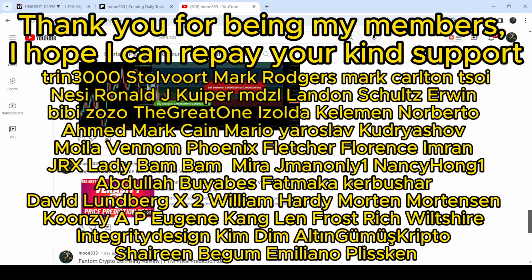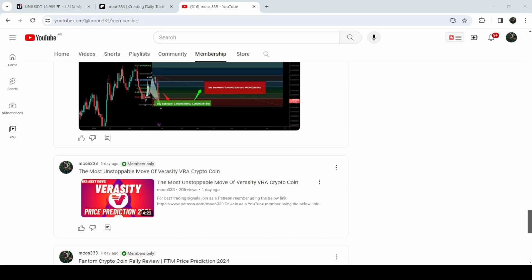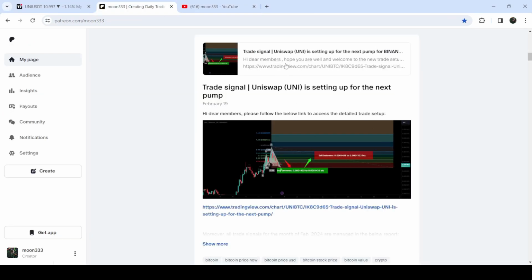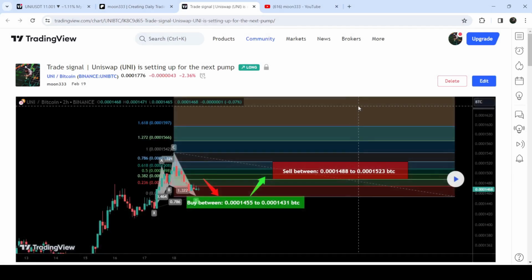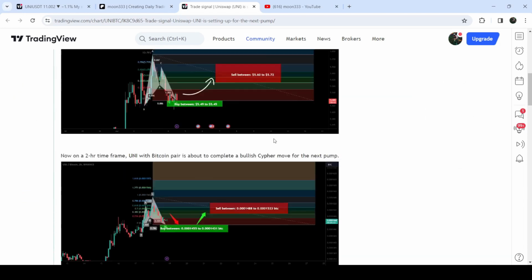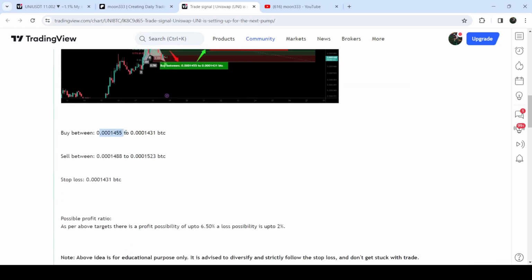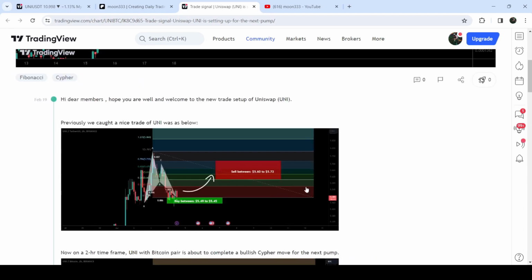Let's start the analysis. And first of all, let me begin with my most recent trade signal for Uniswap that I shared a few days ago on 19th of Feb 2024. And that was a harmonic bullish reversal Cypher pattern that Uniswap was completing with Bitcoin pair on a 2-hour time frame chart. And this was the buying range, starting from 1455 and goes to 1431. And this was the sell target zone, and below 1431 was a risk stop loss.